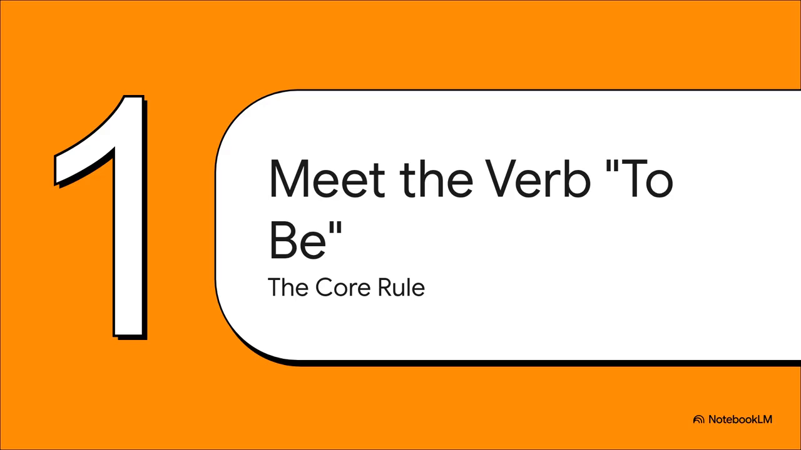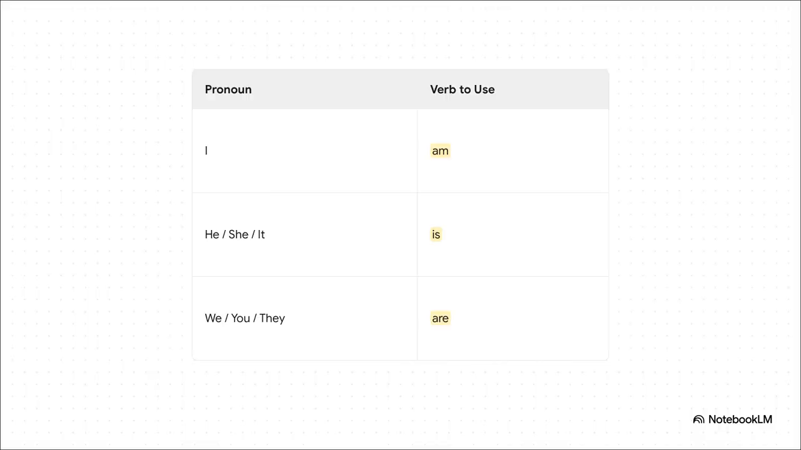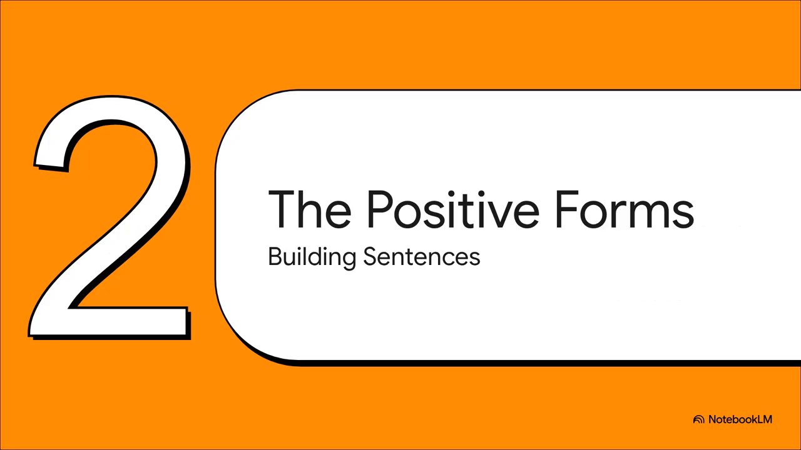We're going to start with the only core rule you really need to know. Seriously, if you get this down, everything else just falls into place. Okay, look at this table. This right here, this is your master key. This is literally it. All you have to do is match the person, the pronoun, to the right verb. So for I, it's always am, no exceptions. For a single person or a single thing, he, she, or it, you're going to use is. And for anything plural, like we, you, or they, you'll always use are. See? Simple as that.